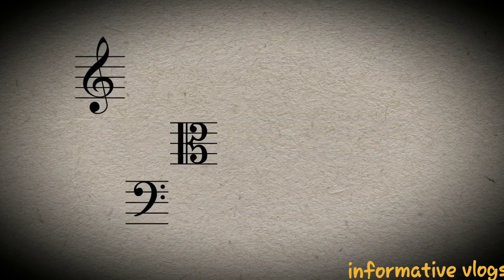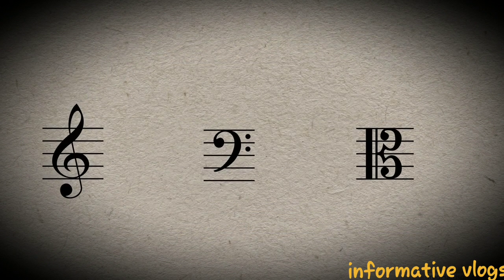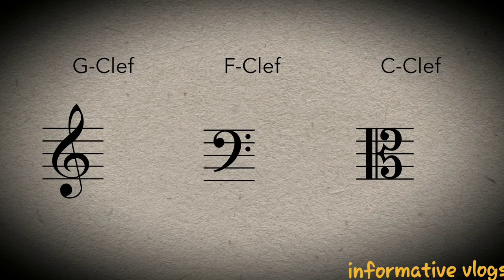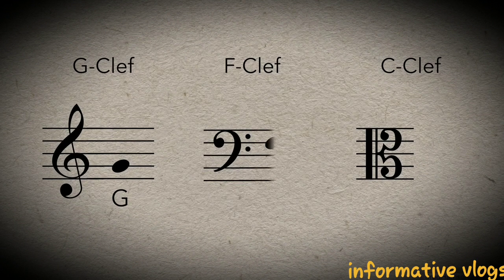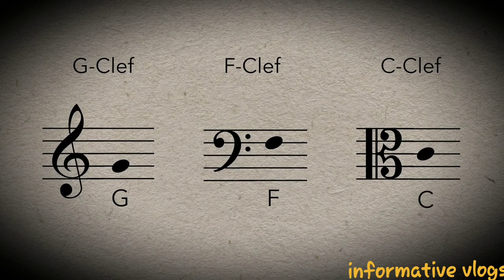Alternatively, you might find it useful to know that the treble, bass, and alto clefs are also known as the G clef, F clef, and C clefs. The shape of the treble clef is based on a stylized G, and also centers on and defines the note G. The bass clef shape is based on a stylized F, and the 2 dots surround and define the note F. The alto clef is centered on and defines the middle C of the piano.